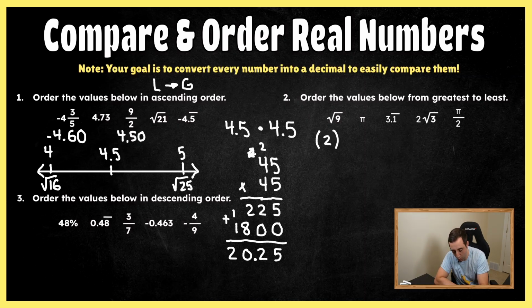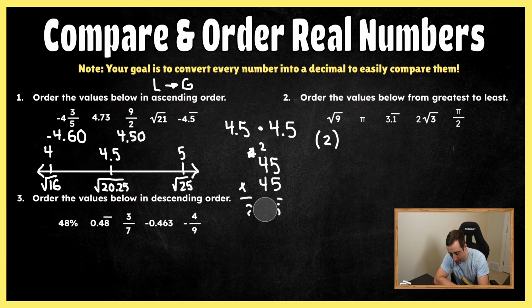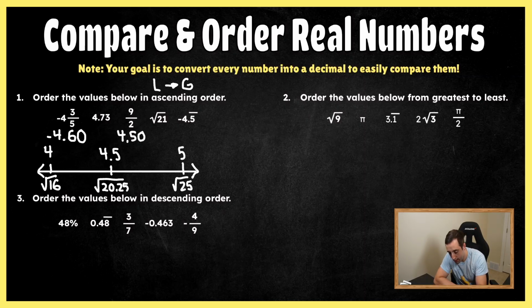So to get 4.5 as a final answer, that's going to be 20.25. If you took the square root of 20 and 25 hundredths, you're going to end up getting exactly 4.5 back. So now that we can narrow this down, let's go ahead and take a look at our number line.